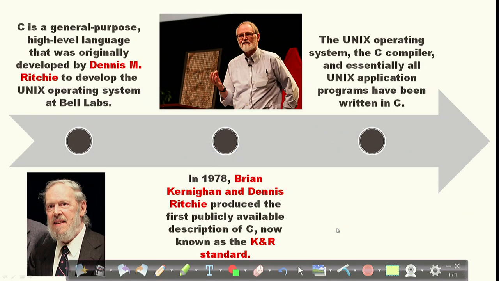C is a general purpose high level language that was developed by Dennis Ritchie to develop the Unix operating system at Bell Laboratory. C was developed particularly to design the Unix operating system by Dennis Ritchie in 1972. In 1978, Brian Kernighan and Dennis Ritchie produced the first publicly available description of C, that is known as the K&R standard. The Unix operating system, the C compiler, and essentially all the Unix application programs have been written in the C programming language.